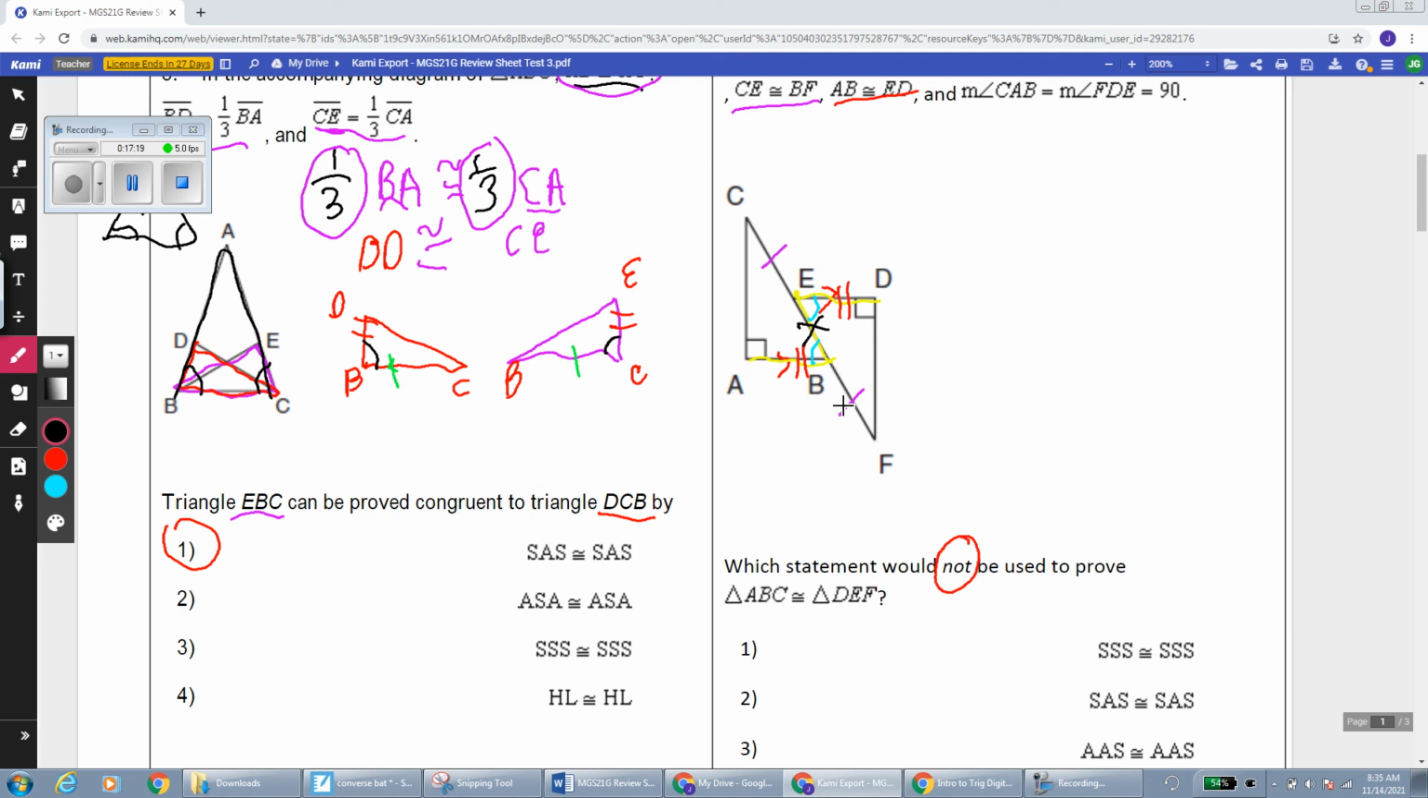So just to make this a little bit less confusing, I'm going to redraw it, and I'm just going to put in the conclusions that we drew. Sorry for my horrible, horrible drawings. C, A, B, E, D, F.